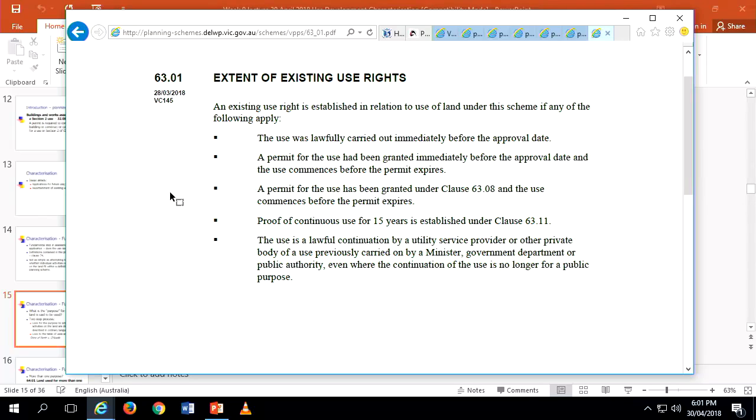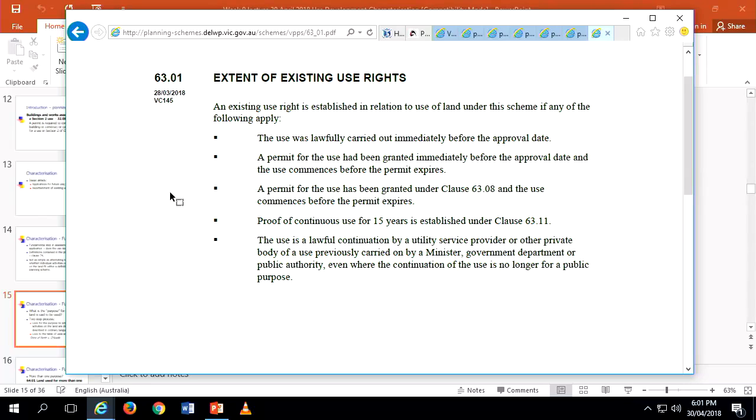So you can't immediately turn around and say, oh, we'll change the planning scheme. You've got to stop your highly profitable business. That wouldn't be fair. So this is one of the principles, even though we do other unfair things in the planning system, this principle holds quite strongly. It's about property rights. A permit for the use has been granted under 6308, which I'll show you in a moment, and the use commences before the permit expires.